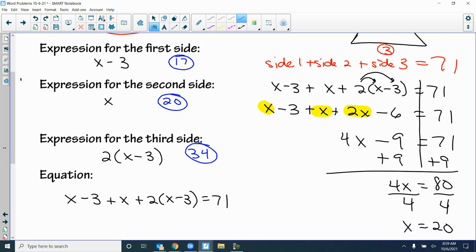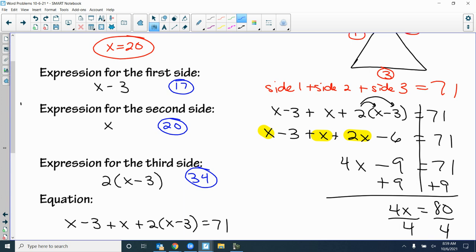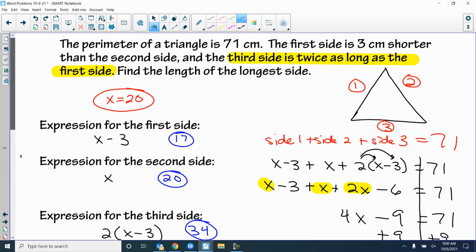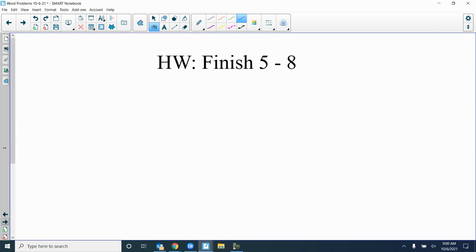Okay? So in the end, when we add those up, these 3 together better add up to what? 71. Okay, 20 plus 17 is 37. 37 plus 34 does happen to be 47, 57, 67. Doesn't give us 71. All right, so make sure you answer that question. Length of the longest side is 34, and I think we're in centimeters. 34 centimeters.